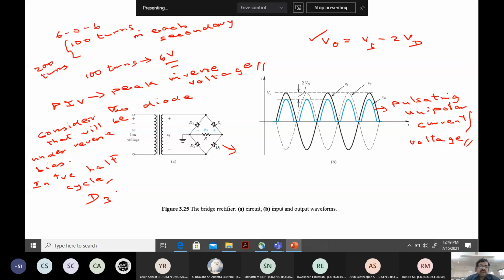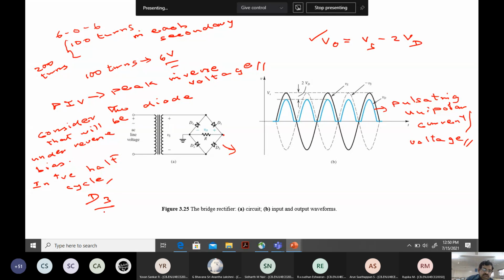D3 and D4 will be reverse. So let us consider this D3. For example, if we consider D3, it will see the cathode, D3 will see this potential at this point. So what will be the potential at this point? The potential with respect to ground, that will be V0.